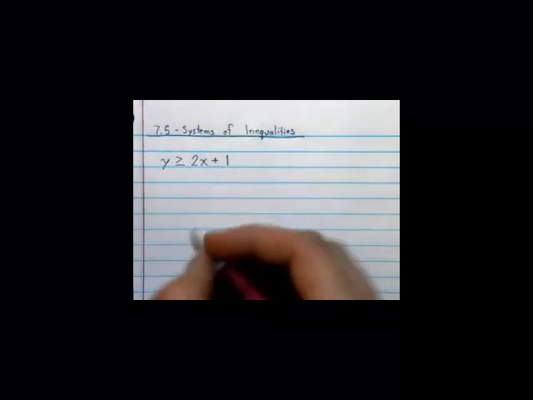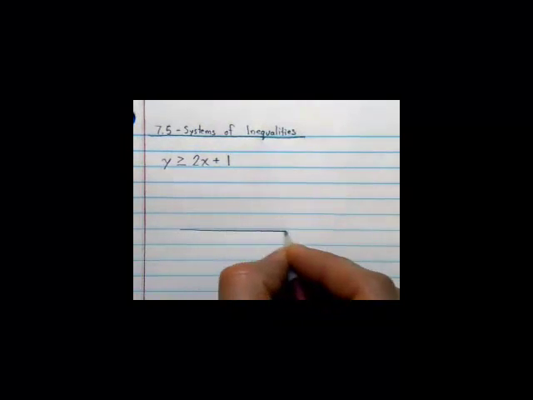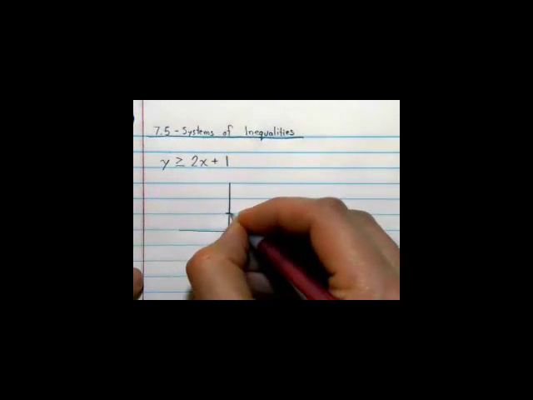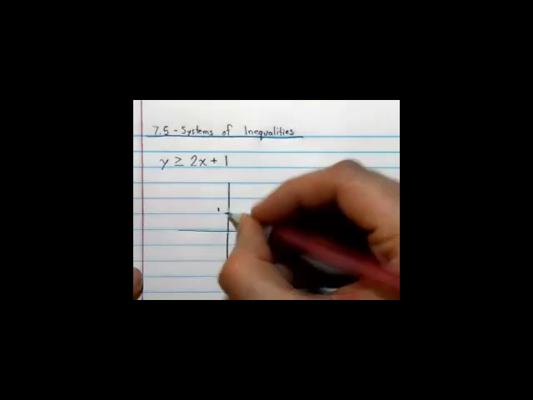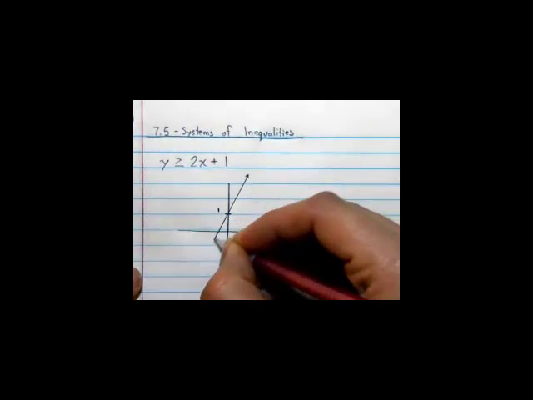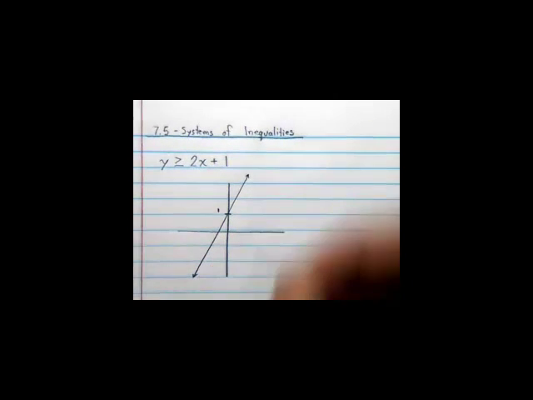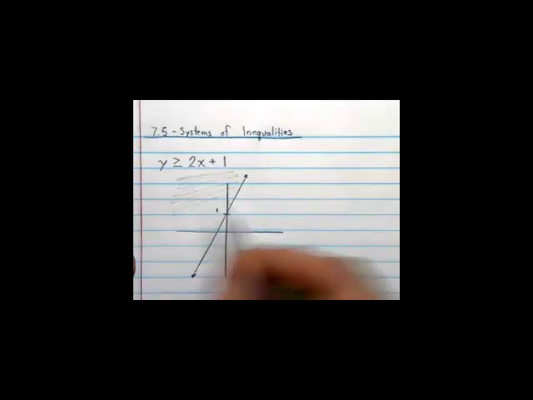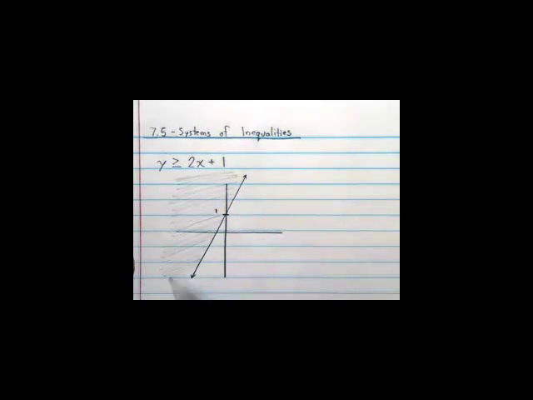Okay? So if we were going to graph this thing, let's do a little sketch of it here. It'd have a y-intercept of 1, and a slope of 2, so it'd be going kind of like this. And all solutions would be above the line, so over here. Okay, so it just looks something kind of like that.